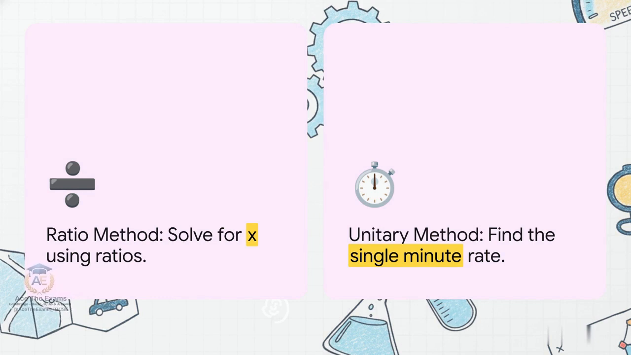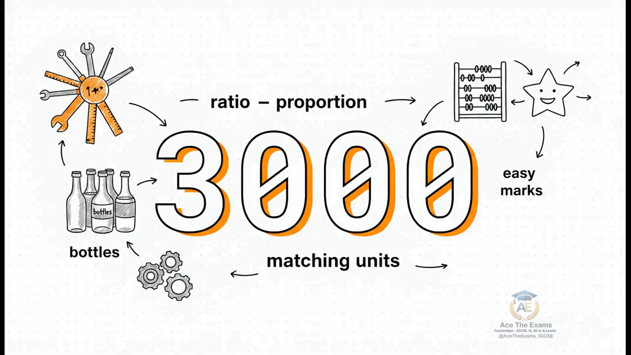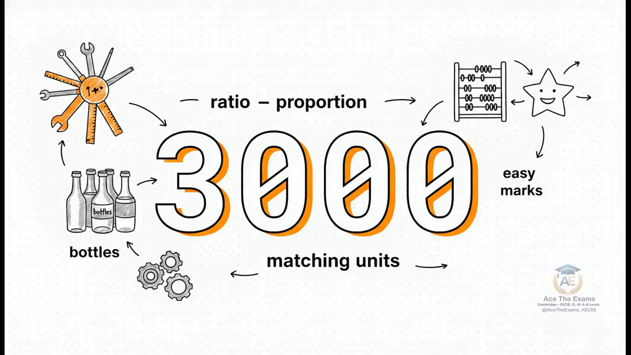On the right side, we have the unitary method. This is brilliant if you want to really visualize the problem. You figure out exactly how many bottles the machine fills in just one single minute, and then you multiply that base rate by your 90 minutes. I want you to pick the weapon you are most comfortable with and master it. Whichever method you choose, crunching those numbers leads you straight to a perfect 3,000 bottles. You see, once you decode the command, match the units, and apply a structured framework, the math itself is a breeze. That's how you secure those early marks without breaking a sweat.